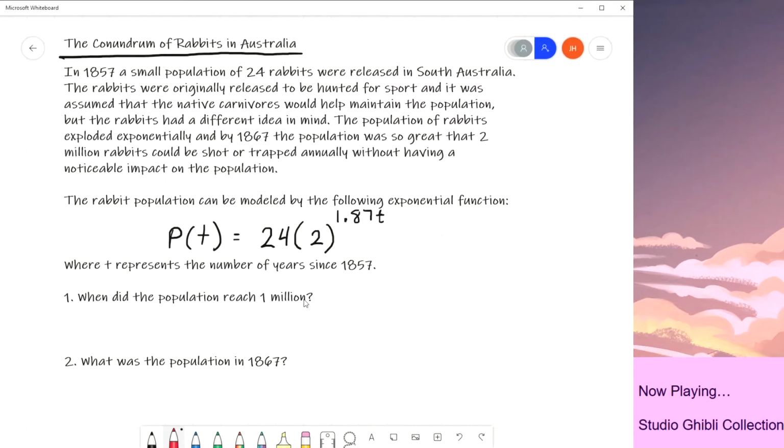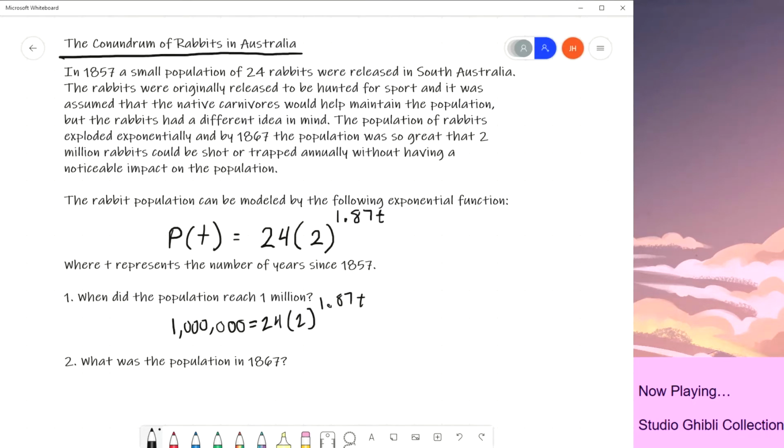All right, so let's go ahead and we can work on solving this. So the population is 1 million. So P of t equals 1 million. So I don't want red, I want black. 1 million should equal 24 times 2 to the power of 1.87 t.